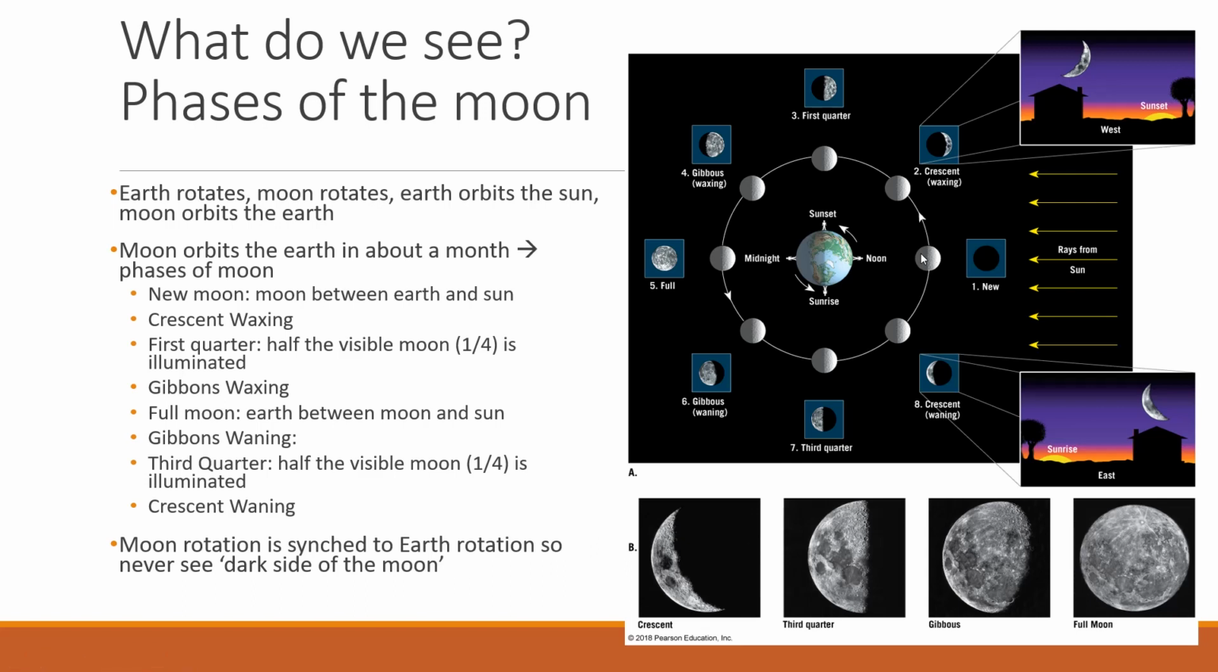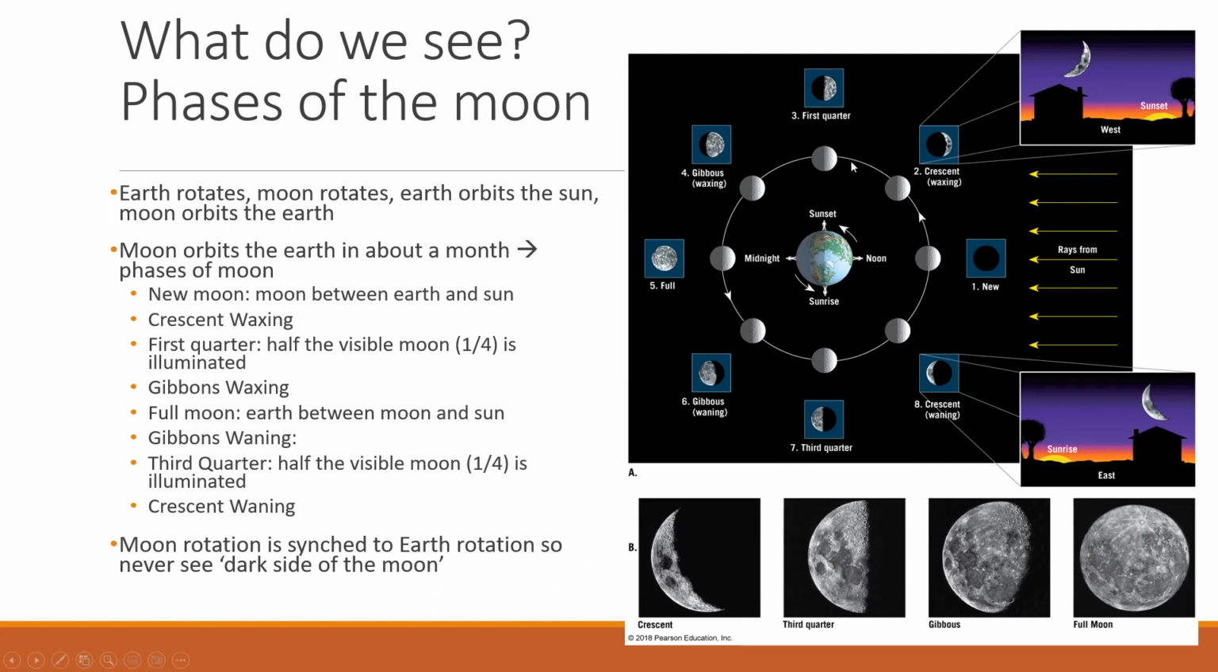We don't see anything. We then have a crescent moon, so that's a slice of the moon as the moon starts to move out of that direct alignment with the Earth. It goes Earth, Moon, Sun. As it starts to move out of that alignment, we start to see a sliver of the moon appear. This is called a crescent. When it's starting to appear, it's waxing. When we get to the point where we can actually see half of the visible side of the moon, we call that first quarter. We call it a quarter because we're seeing half of a half.